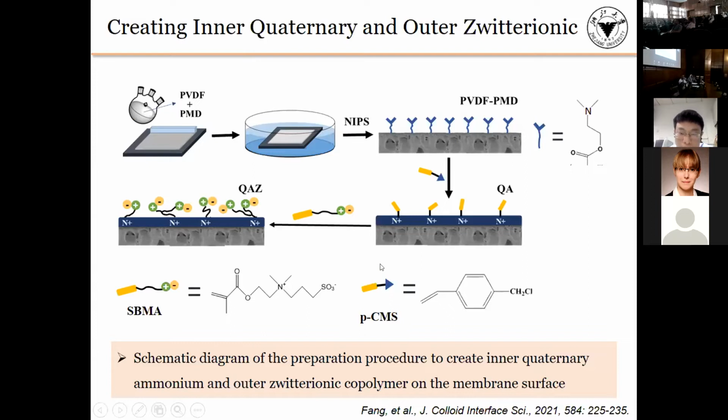Here, PCMS not only quaternizes to get the quaternary amine, but also brings double bonds onto the membrane surface. Then in the third step, we use radical polymerization on the membrane surface. We bring the zwitterionic monomers onto the membrane surface. Then we can make the inner surface the quaternary amines and the outer surface the zwitterionic copolymers.